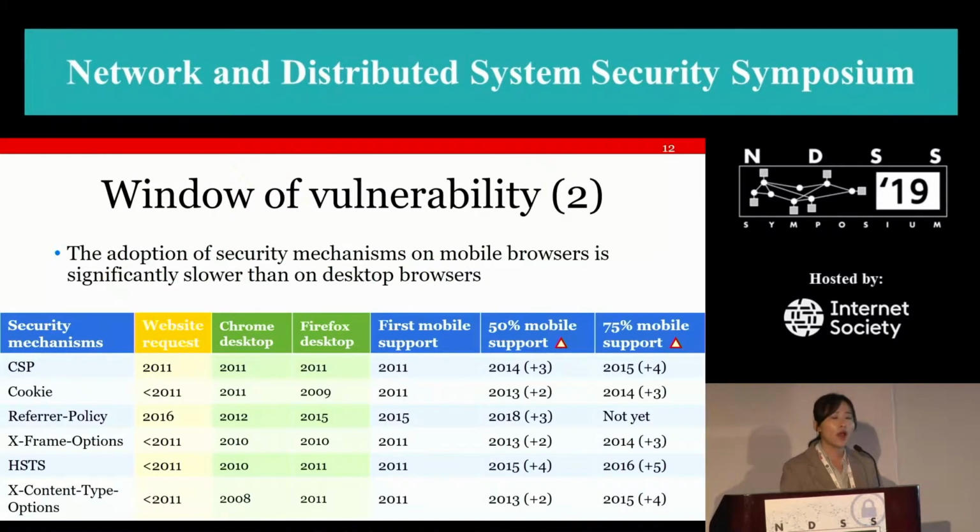In this table, we compare the earliest time when any website requests a security mechanism versus when desktop browsers and most mobile browsers start supporting them. We find the adoption of security mechanisms on mobile browsers is significantly slower than on desktop browsers. It usually takes 2 or 3 years to make half of mobile browsers start supporting, and another year to make 75% of mobile browsers start supporting.